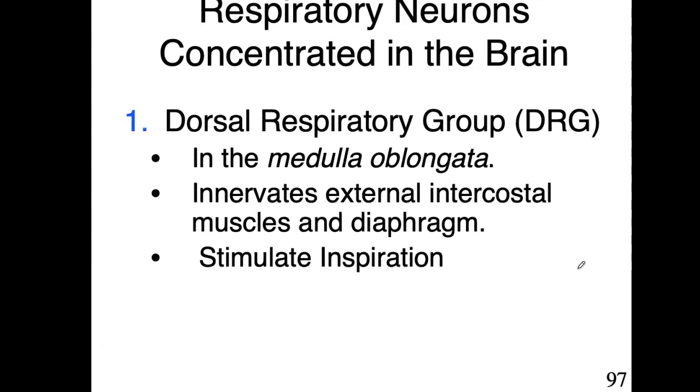Okay, the dorsal respiratory group, or the DRG, is in the medulla oblongata. It's going to innervate the external intercostal muscles and the diaphragm. If you bring those ribs up and bring the diaphragm down, then the volume of that thoracic cavity is going to enlarge and the pressure is going to drop and air is going to come in. So you're going to stimulate inspiration by stimulating this dorsal respiratory group. It's going to be firing, and the firing of that group in the medulla oblongata is going to cause you to breathe, to inhale, to inspire.